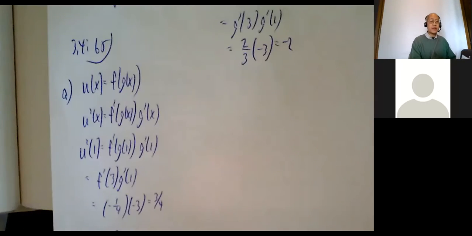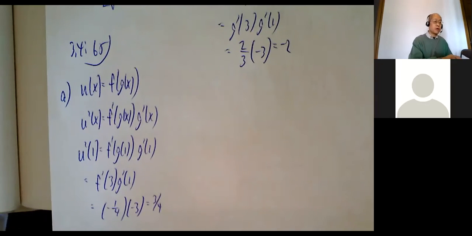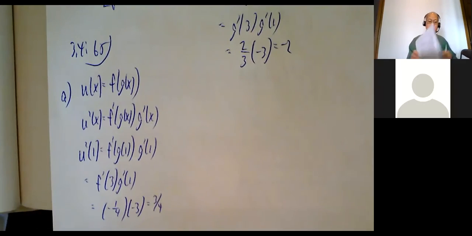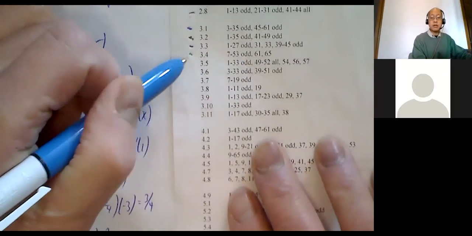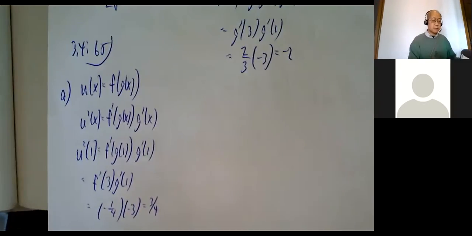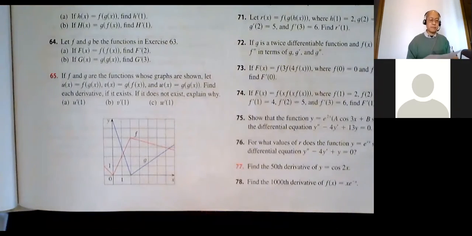All right, so that's 65. That's as much as I was going to show you from 3.4. And now I'm going to introduce 3.5 to you. So I'm going to mark this off. Start 3.5, which is something called implicit differentiation.